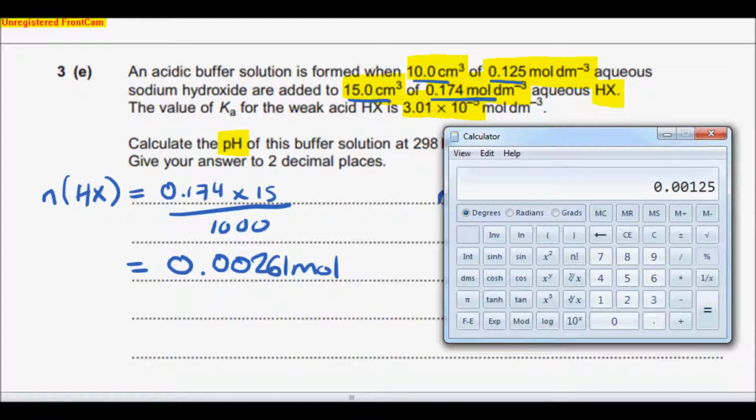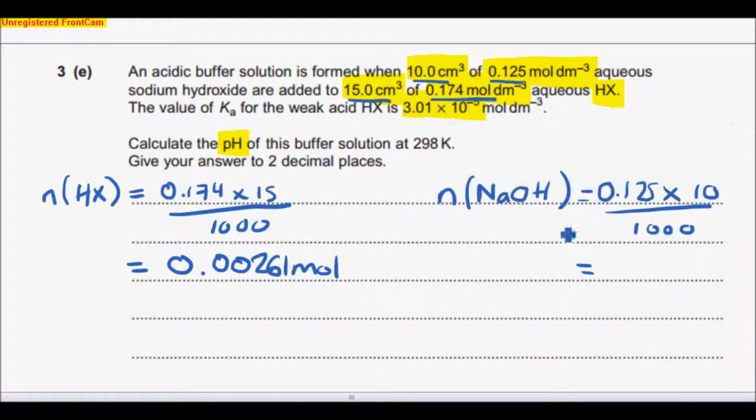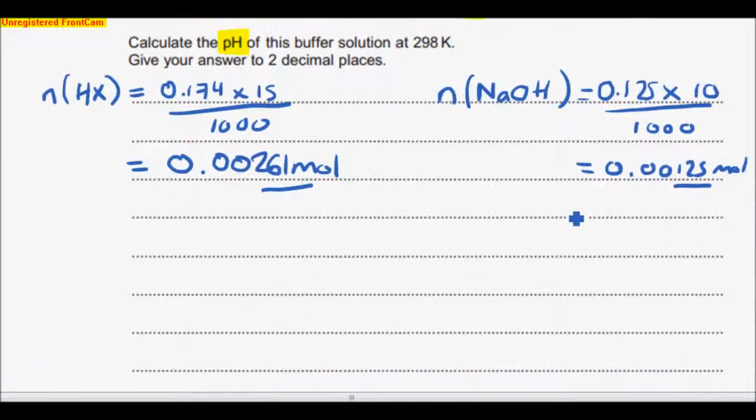And that equals 0.00125. So now we have the number of moles of the weak acid, which is 0.00261 moles. We also know the number of moles of the sodium hydroxide. We can work out how much of the weak acid is going to be left over once these two things react.